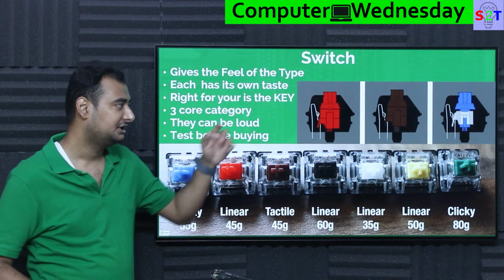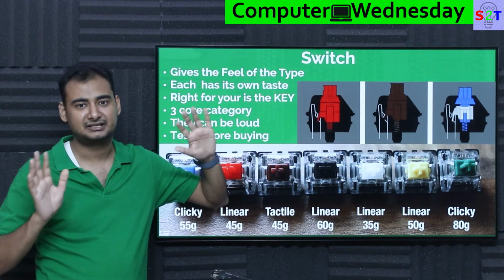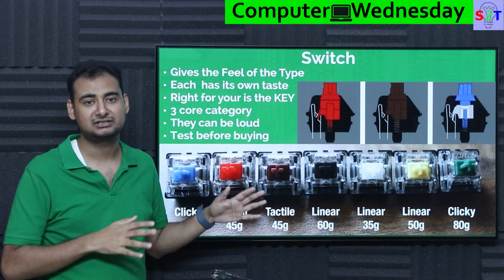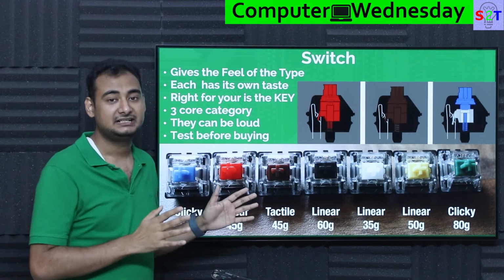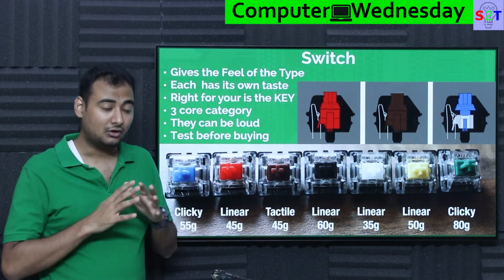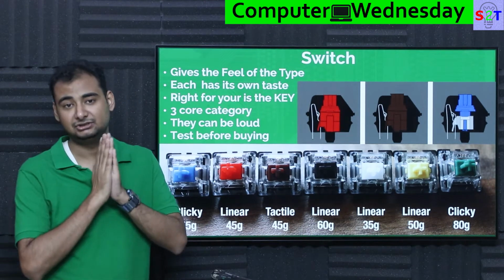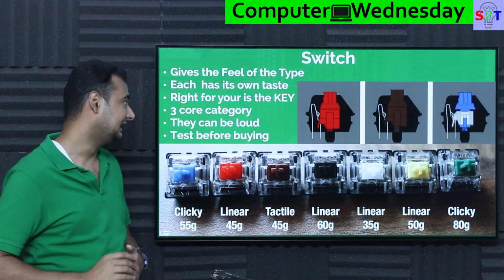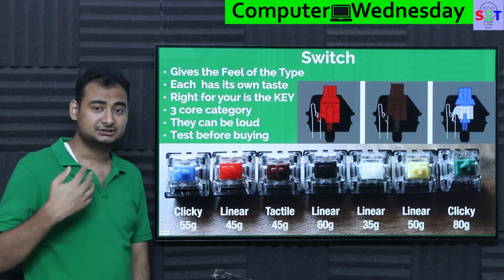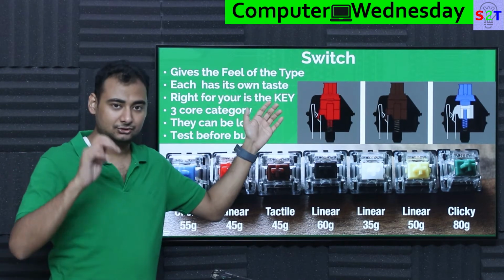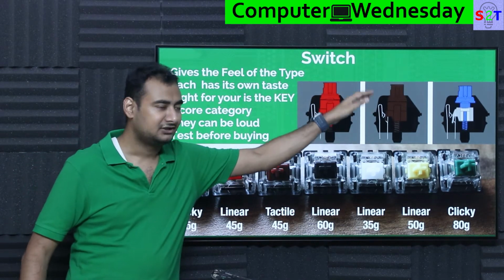There are people who say, if it's not linear, I'm not touching it. There are people who say, if it's not clicky, I'm not touching it. If it's not tactile, I'm not touching it. So again, all of them are valid because it's your money, your keyboard, you have to like it. As simple as that. Now, there are 3 core categories: tactile, clicky, and smooth.